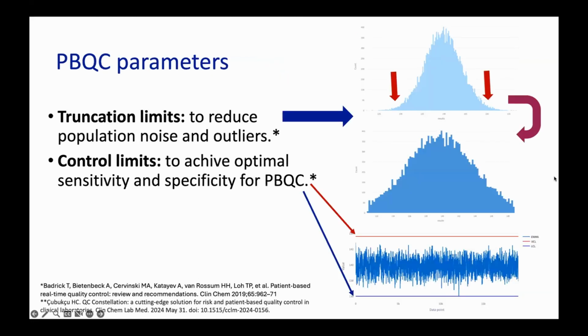Let's examine the patient-based QC parameters. Truncation limits are used to reduce population noise and outliers. In this example, we cut the distribution from 2nd and 98th percentiles. Control limits are used to achieve optimal sensitivity and specificity for patient-based QC.